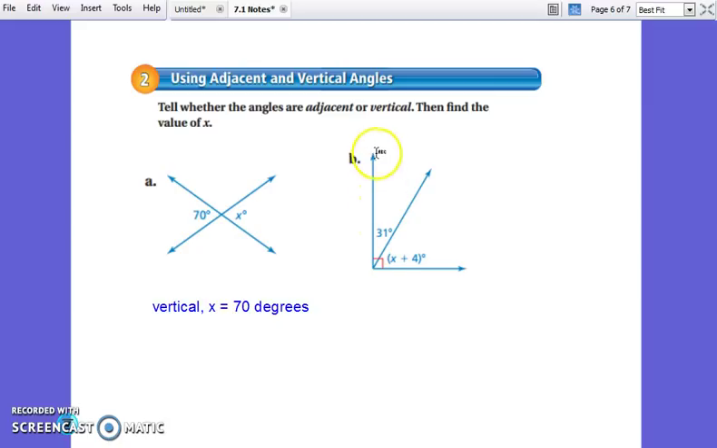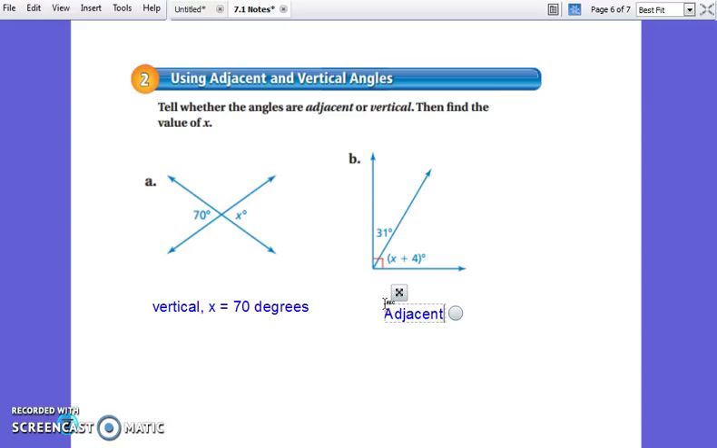B, well, here's an angle that's 31 degrees, and here's an angle that's x plus 4 degrees. So I'm going to have to figure out, are they adjacent or vertical? These are next to each other. That means adjacent. And they share this line here. That's another way I can check. So B is going to be adjacent, but I have to figure out what x is.